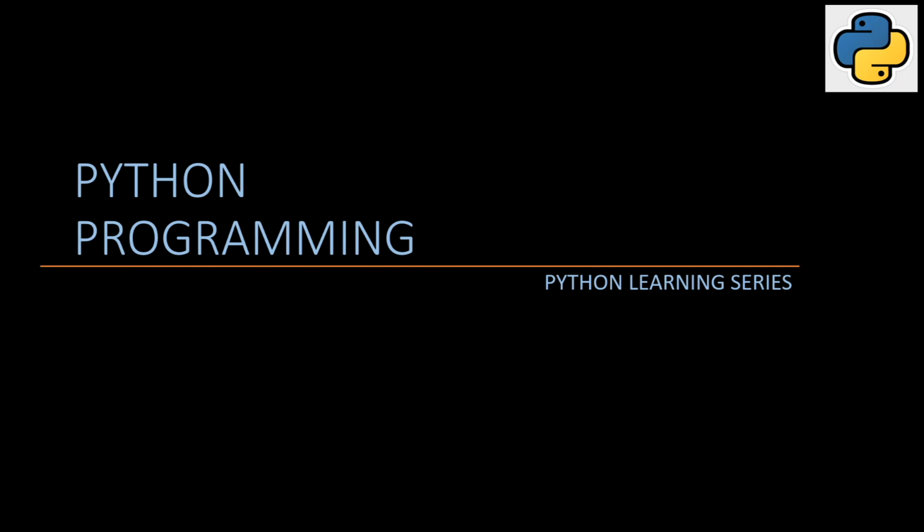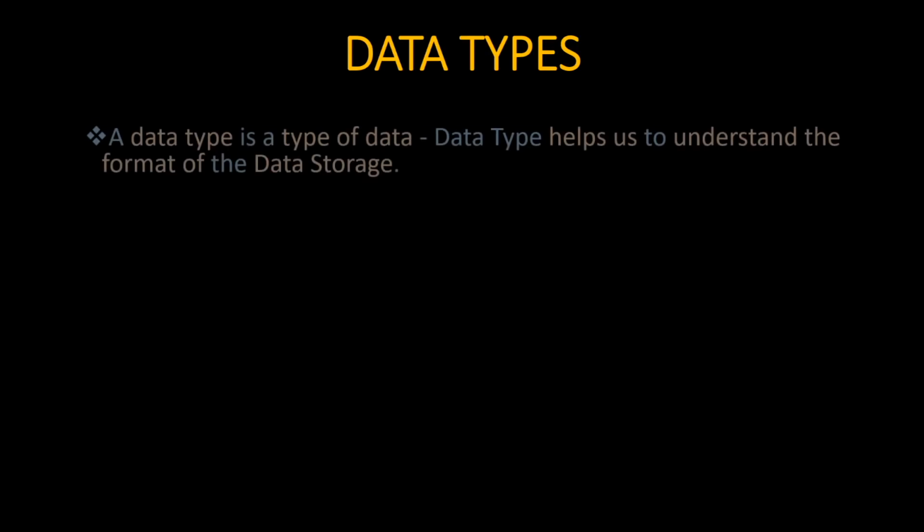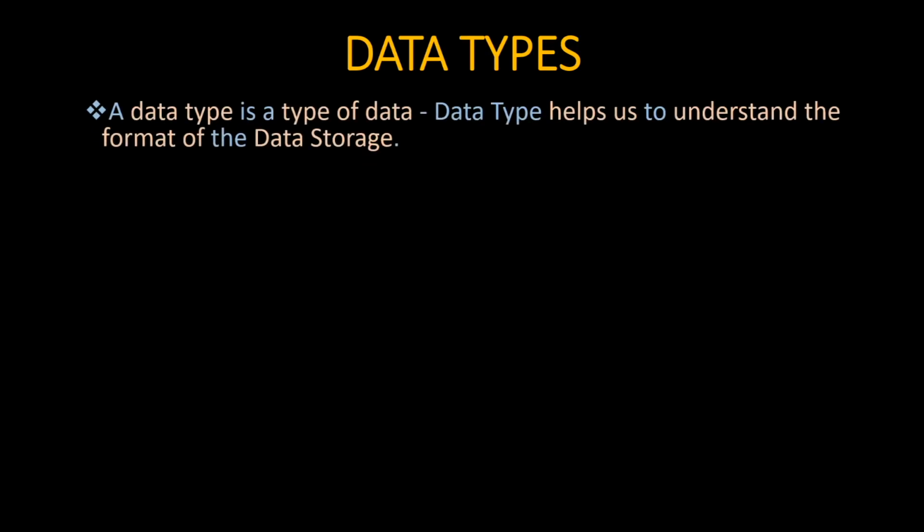In this lecture we're going to learn about data types. A data type is a type of data which helps us to understand the format of a data storage. So let's take an example. Our first example is how do we store milk?